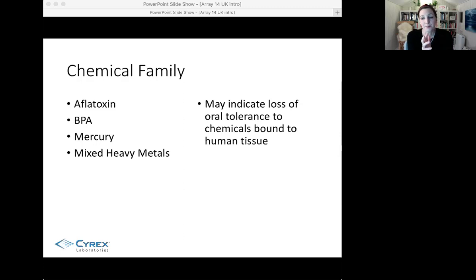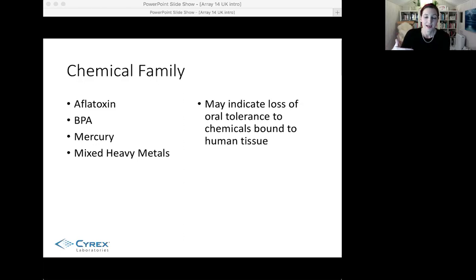And now that has created this neoantigen, which I've talked about before, where you've got this immune complex of the antibody to the tissue bound to the chemical, that is no longer recognizable to the immune system as being self. So that albumin doesn't look like albumin to the immune system anymore. It looks like a foreign protein. So at that point, you make antibodies to that neoantigen. And that's what we're measuring.